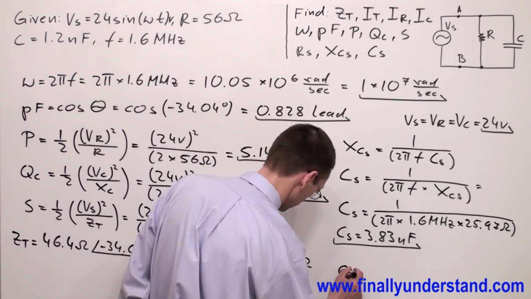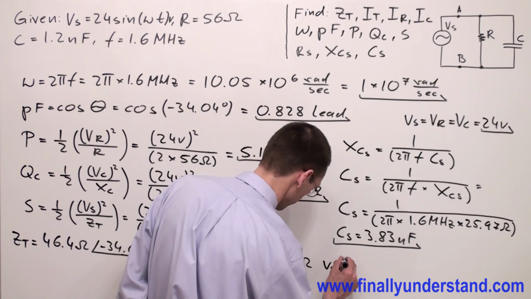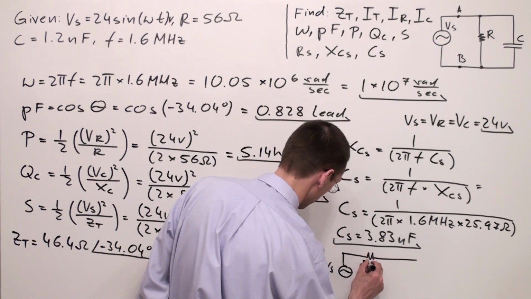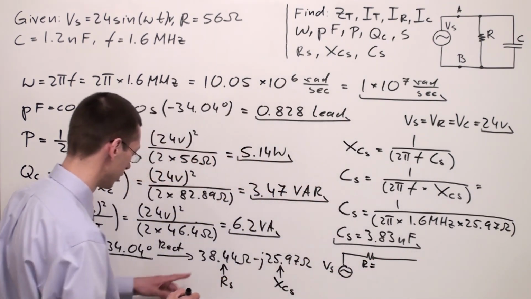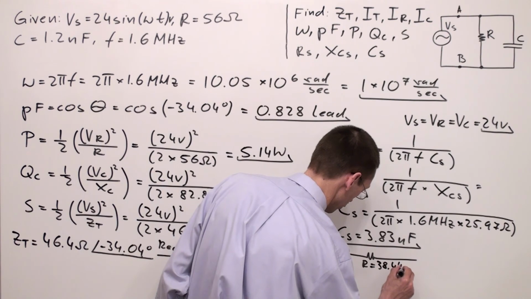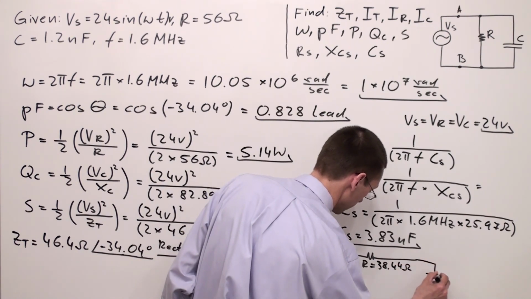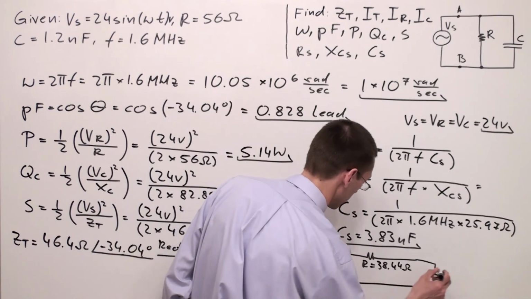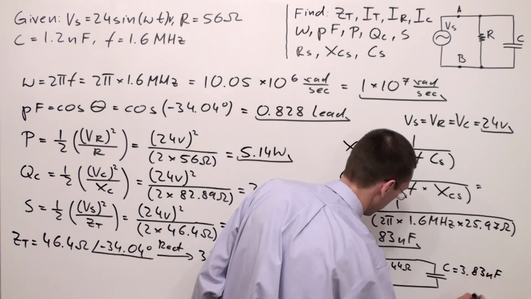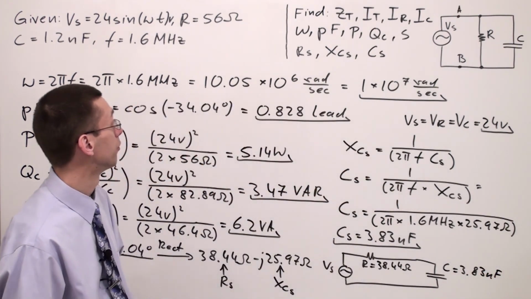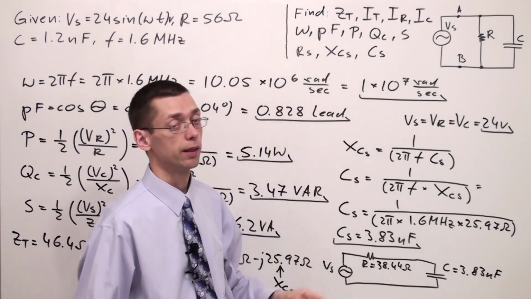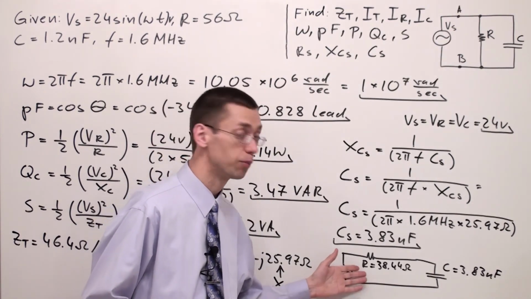So I have circuit voltage source, I have resistor, and I have capacitor also, where the resistor has the value of 38.44 ohms, and capacitance C equals 3.83 nanofarads. Okay, so we found impedance, we found the currents, we found powers. So basically we can say that the problem is solved.